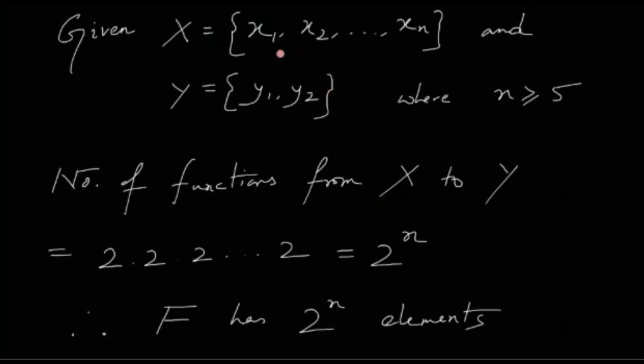Why? Because X has two options to map to. The element x1 can map either to y1 or y2, so it has two options. Again, the element x2 also has two options, the element x3 also has two options, and so on. The last element xn also has two options. So by the multiplication rule, it's 2 to the n. So the set F has 2 to the n elements. That means there are 2 to the n functions in F, so option B is true, not A.